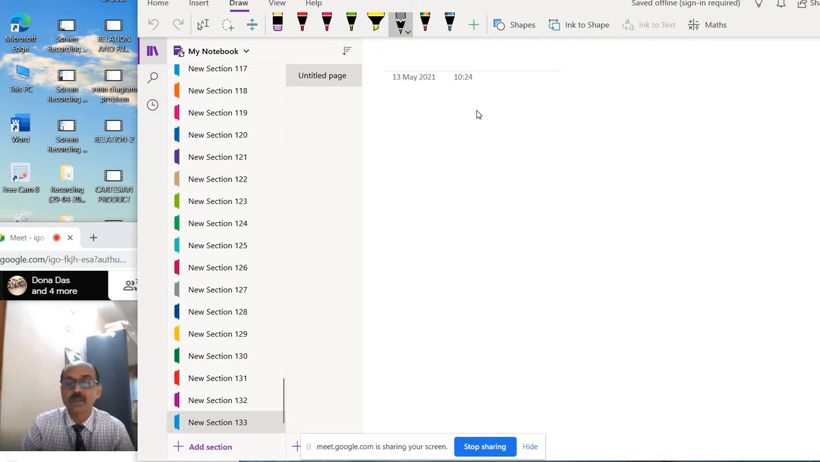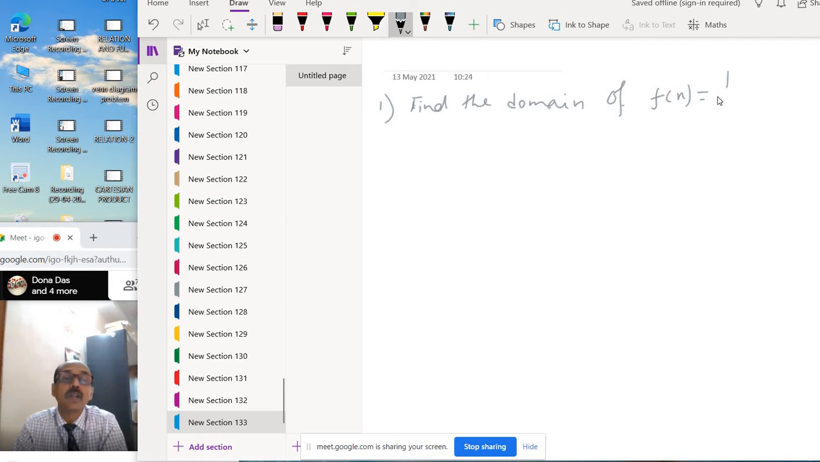Now we'll do some extra questions from this chapter only. So first, number 1: find the domain of f(x) equals 1 by x minus 3. Okay, so the function is 1 by x minus 3.